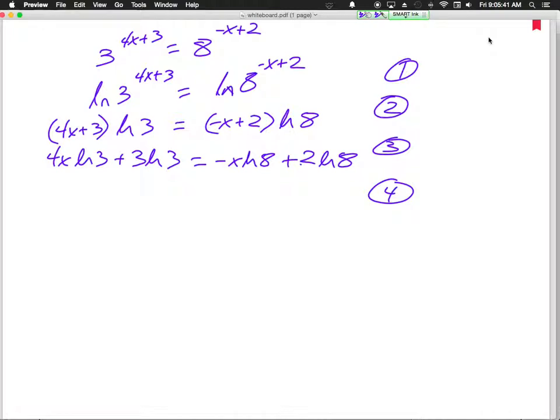Step 4, get the x's together. So 4x natural log of 3 plus x natural log of 8 equals 2 natural log of 8 minus 3 natural log of 3. Step 5, factor out the x. Very good.